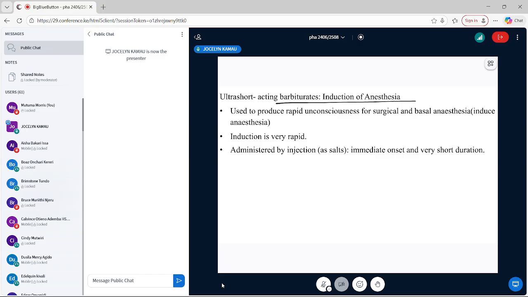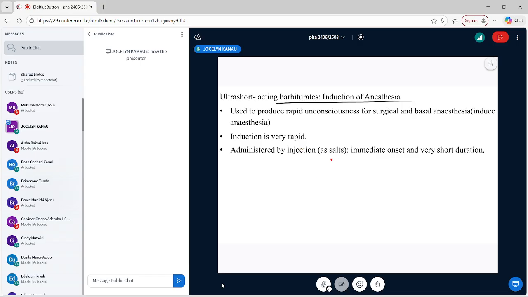The ultra short acting are either thiobarbiturates or barbiturates with carbon content at position number 5. For those who have not looked at the barbiturate structure, you're going to look at it in a minute. The ultra short acting barbiturates we can use as general anesthetics, because of their structure and very high lipid solubility, they can undergo very high redistribution.